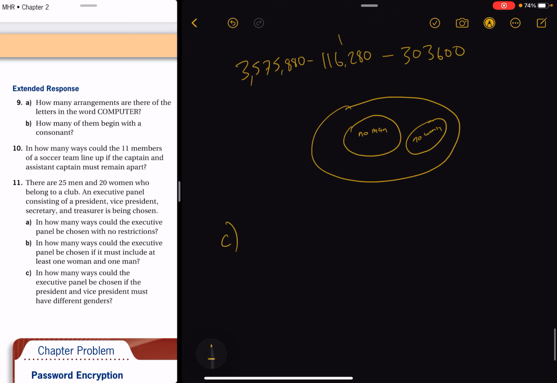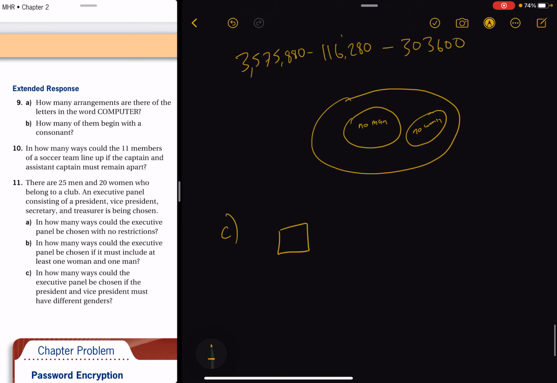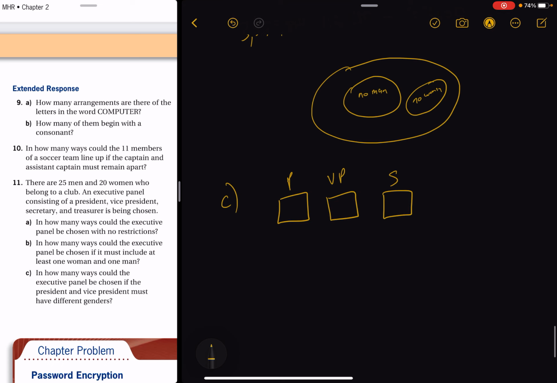Okay, C. In how many ways could the executive panel be chosen if the president and vice president must have different genders? Okay, so what would we have? President, vice president, secretary, and treasurer. You must have different genders. So if I choose, how many of them do I have? Right? So case 1, you have to do cases. Case 1, P, let's just say male, according to this question.